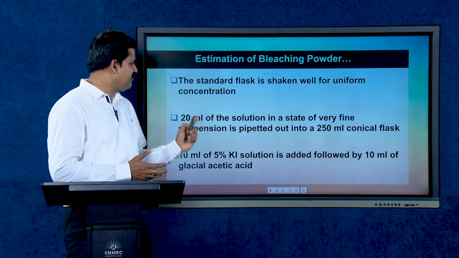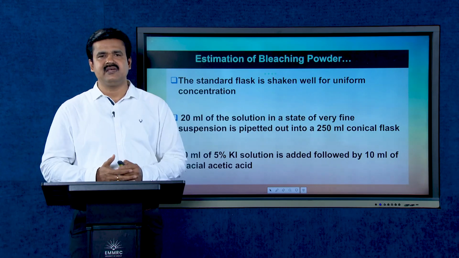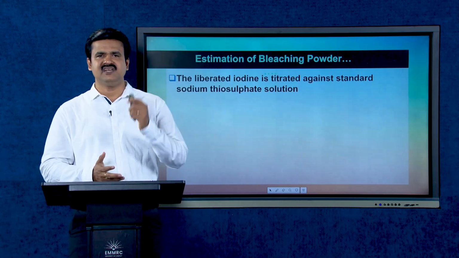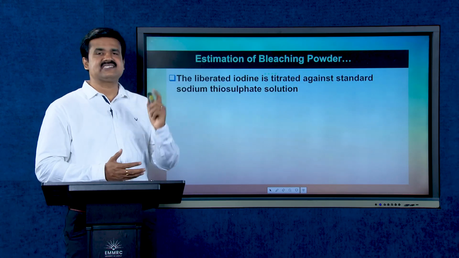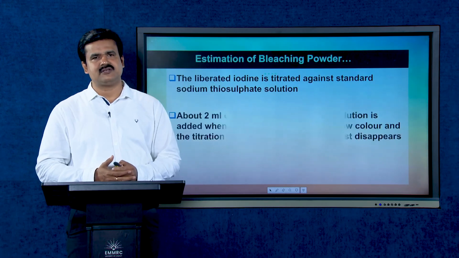10 ml of 5% potassium iodide solution is added, followed by 10 ml of glacial acetic acid. The liberated iodine is titrated against standard sodium thiosulfate solution.